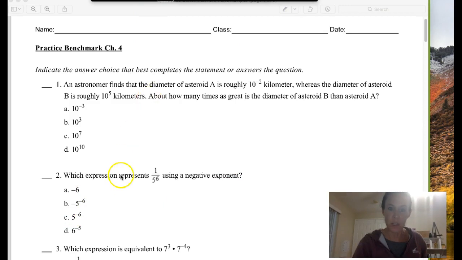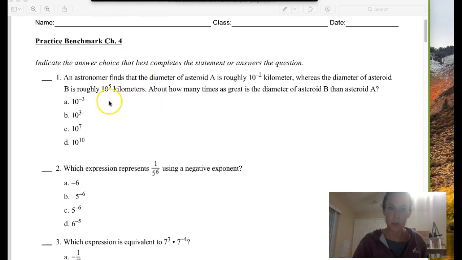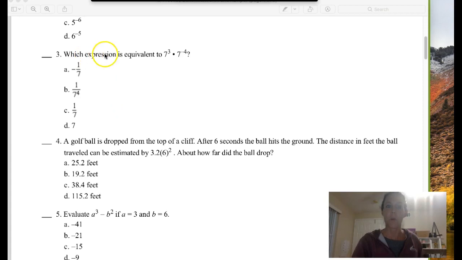Which expression is equivalent to 7 cubed times 7 to the negative 4th? Now the rule for this is when you have the same base, these are both 7s, you simply add the exponents, whether it's a negative or a positive. You could look at this a couple different ways, and you could take this to the denominator and do a division problem. But why? They're the same base. You just add their exponents.